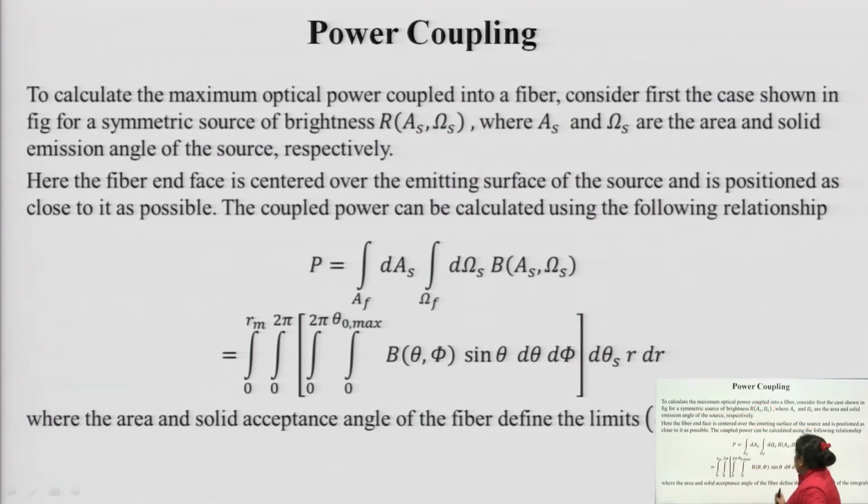So, till now this one, and here is the radius Rm, from 0 to Rm. There is also a condition attached to it, about which we have already discussed in the previous lectures. Range of phi and range of theta, which is varying from 0 to theta naught max, where theta naught max is our acceptance angle.